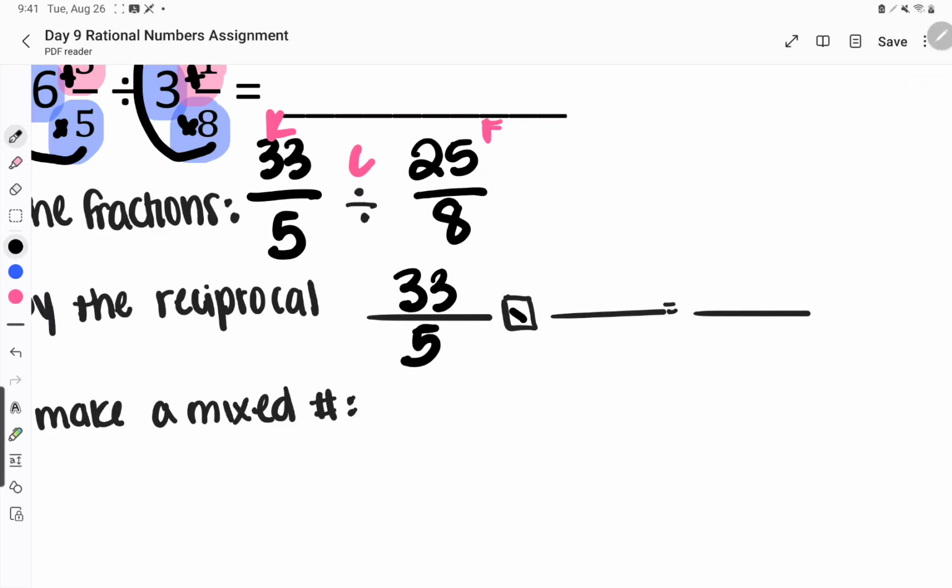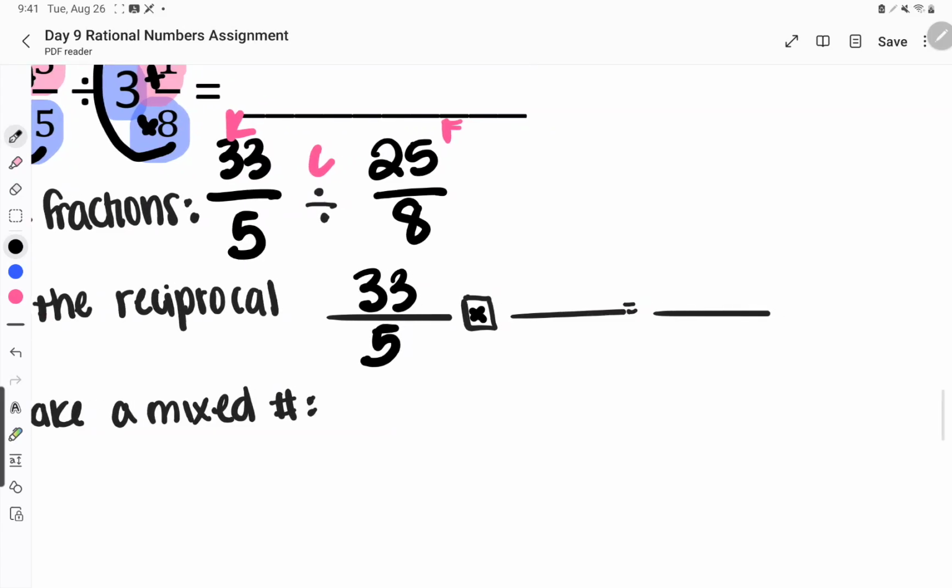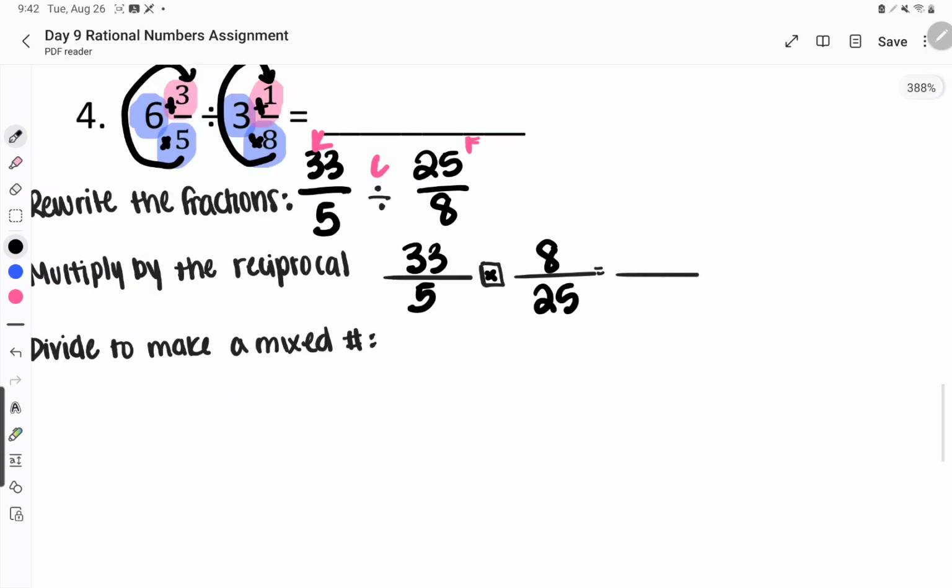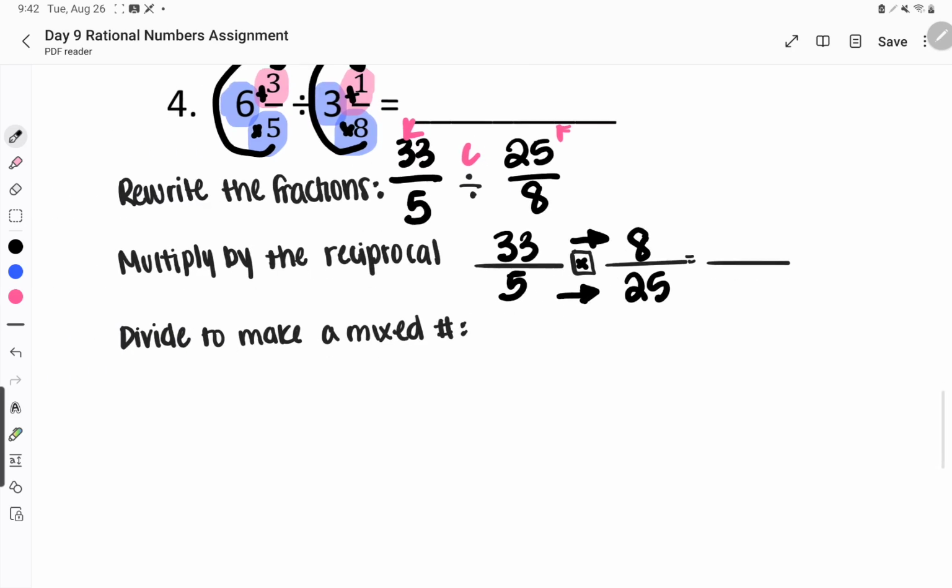We change division to multiplication, and we flip 25 over 8 to 8 over 25. We're going to check to see if we can simplify. 33 and 5 can't be divided by the same thing. 8 and 25 can't be divided by the same thing. 33 and 25 can't be divided by the same thing. And 5 and 8 can't be divided by the same thing. So that means we're just going to have to multiply. So we do tops times tops and bottoms times bottoms.